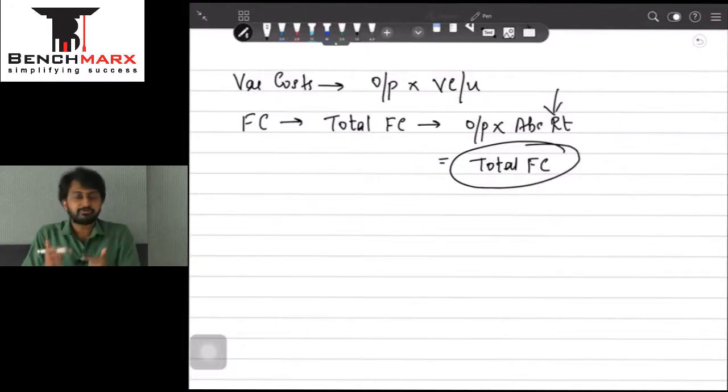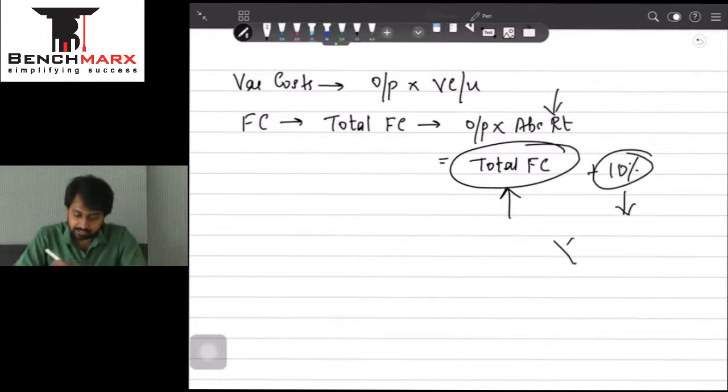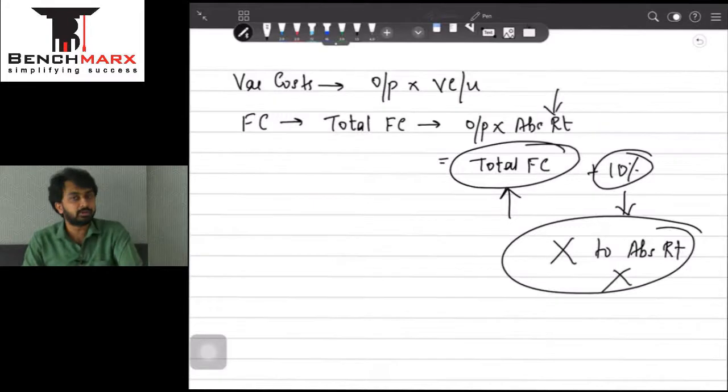So always find the total overheads using the normal capacity and the absorption rate. Once you get total fixed cost, this will remain the same irrespective of you changing the volume. And in case the question says that fixed cost is going up by 10%, you add 10% to the total fixed cost. Never add 10% to the absorption rate. That will be treating the fixed cost like variable cost, which is wrong.